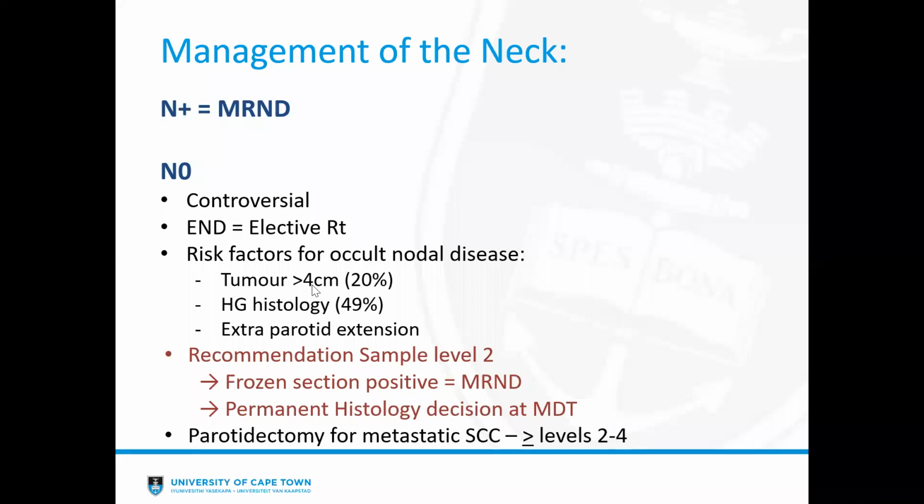Our routine practice in the N0 neck is to routinely sample nodes from level 2 at the time of surgery. These nodes can be sent for frozen section, and if positive, one proceeds to a modified radical neck dissection. Where frozen section is not available, the decision as to whether to treat the neck with radiotherapy or further subsequent surgery is made at follow-up of permanent histology at an MDT with the oncologist. The exception to these rules is where one is performing a parotidectomy for known metastatic cutaneous squamous cell carcinoma, where one should include the minimum of levels 2 to 4.